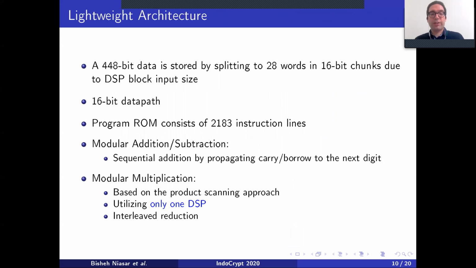Our lightweight architecture splits 448 bits of input into 28 words of 16 bits, due to the input size of the DSP block in the FPGA. So the data path in this design is 16 bits. We also perform all of the required computation sequentially to reduce the required hardware resources, utilizing only one DSP.